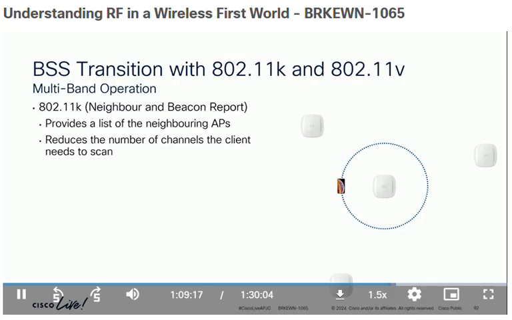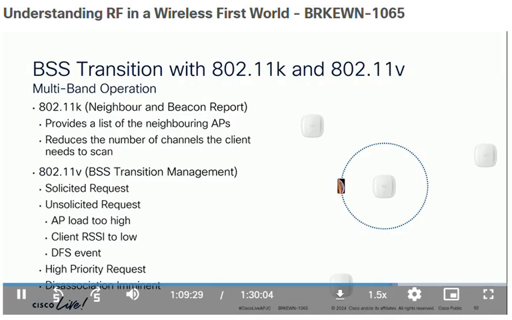That's where my access point is going to say, hey, here's my neighbor access point. So if you need to roam, try these ones first. You don't need to scan every channel. Just try these ones. You should be able to go. The next one is 802.11v, and this is where I can be a bit more prescriptive and say, you know what, just go there.